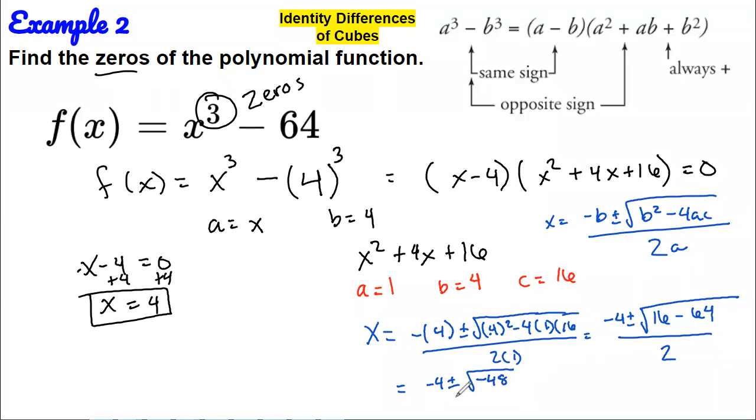Negative 48 over 2. What are we going to have here? Our beautiful imaginary number is the square root of a negative number. So let's go ahead and bring it out. Negative 4 plus or minus, I can't see on my side, square root of negative 1. And let's go ahead and simplify or rationalize 48.